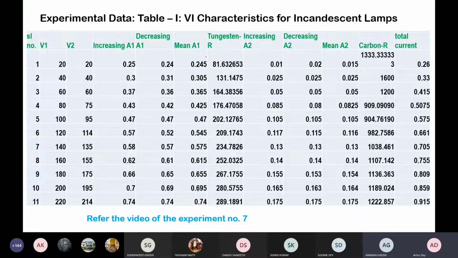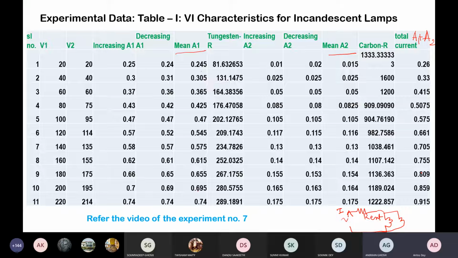Anyway, we have divided this by the mean, so we got the resistances for the carbon as well as the tungsten filaments. And once you get average A1 and average A2, then total current is equal to average A1 plus average A2. So this is your total current which is passing through the voltage source. So here is your REXT, and here you have two lamps. This is how your circuit is complete. So this current, A1 plus A2, is equal to I, the total current.